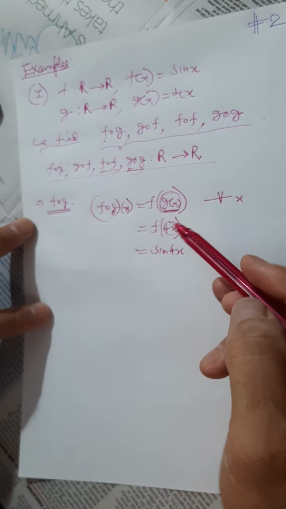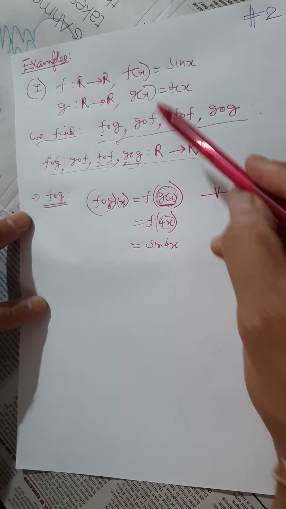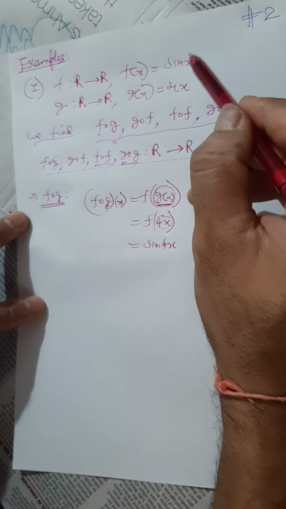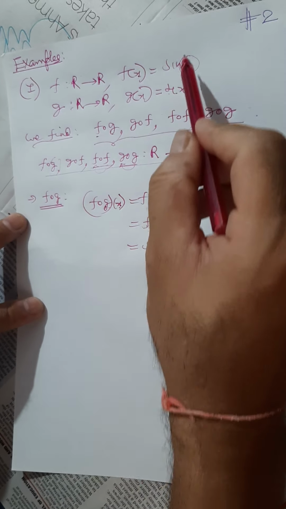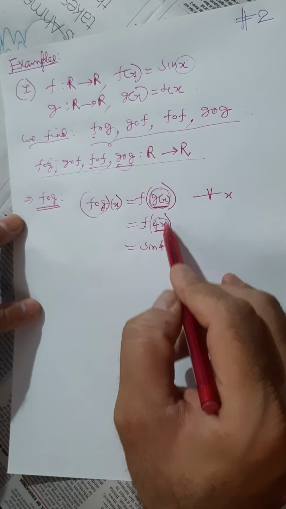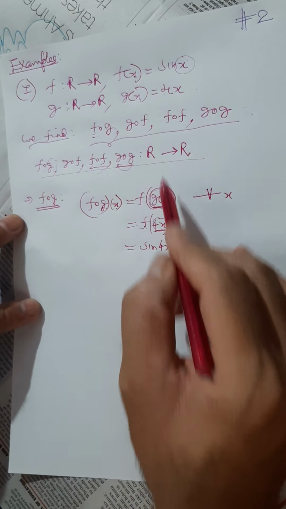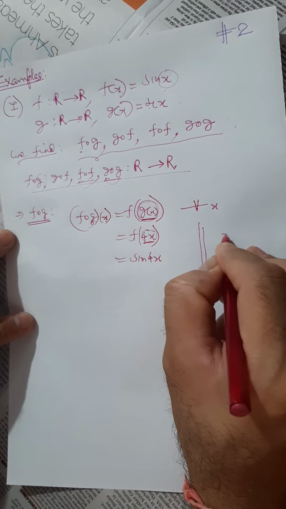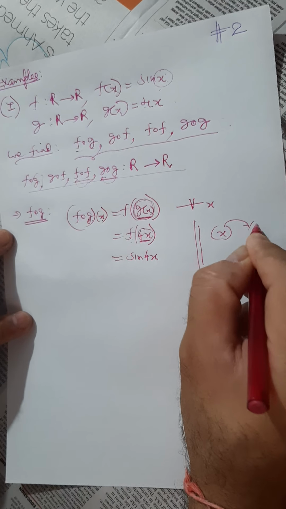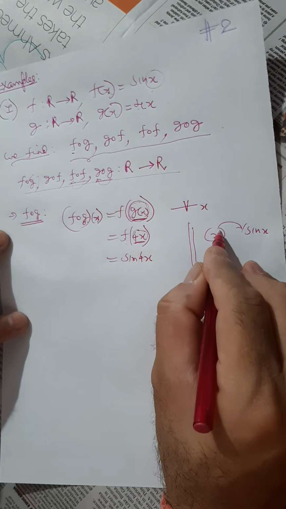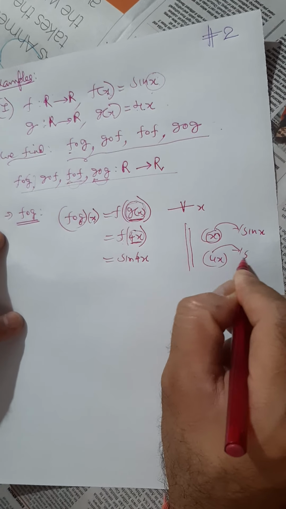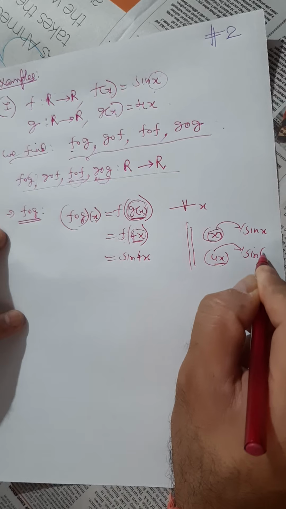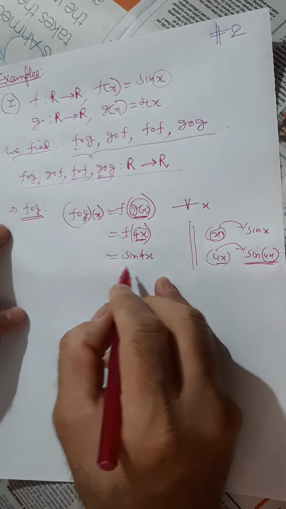Remember, if you observe carefully, x is here replaced by this inner expression, which is 4x. Don't get confused with this x and 4x. I repeat: what is the rule for function f? If the input is x, then it becomes sin x. Now here instead of x, what do I have? 4x. So it will be sine of this bracket, which is 4x. This way it is done.